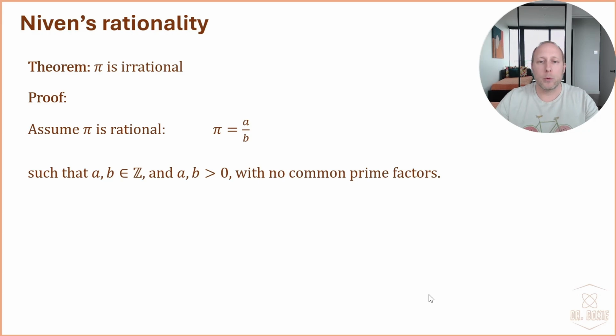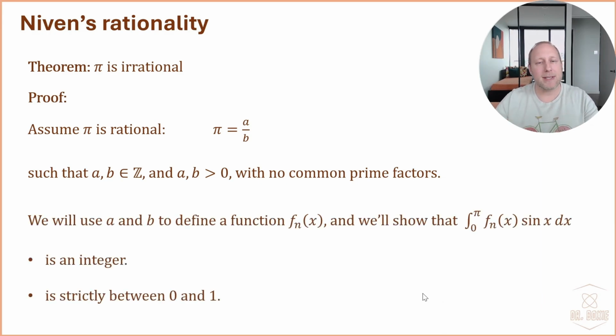So what will we actually do in this proof? I will sketch it before I actually do it because it is quite long. So the idea is the following. We will use the numbers a and b to define a function, which I will define on the next slide, which I will call fn of x. And I'll show that the integral of fn of x multiplied with sine of x between 0 and pi is on the one hand an integer, and on the other hand strictly between 0 and 1. That will be the contradiction that will lead us to the conclusion that the assumption that it is a fraction is untrue. Now, showing that that integral is strictly between 0 and 1 is easy and short, and that will be the end of the proof.